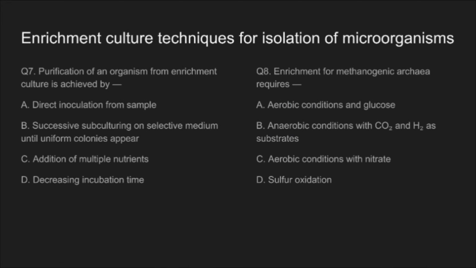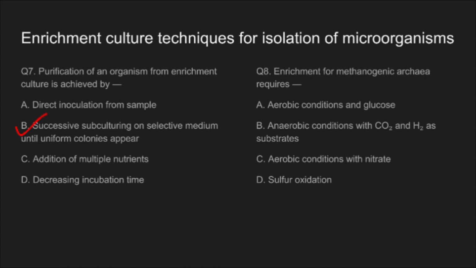Now question 7. Purification of an organism from enrichment culture is achieved by A. Direct inoculation from sample. B. Successive subculturing on selective medium until uniform colonies appear. C. Addition of multiple nutrients. D. Decreasing incubation time. So the correct answer for this question is option B, successive subculturing on selective medium until uniform colonies appear.